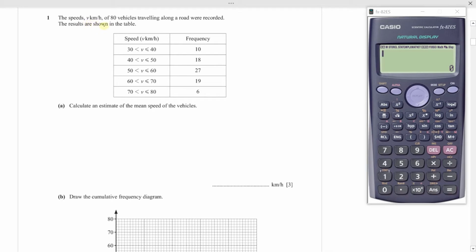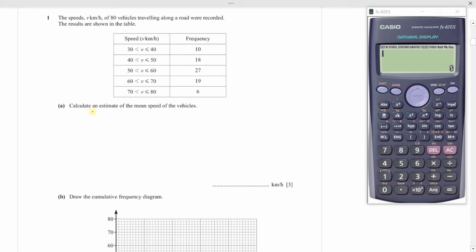The speeds v kilometers per hour of 80 vehicles traveling along a road were recorded. The results are shown in the table. So you have speed and then frequency. So 10 vehicles had a speed of between 30 and 40. 18 vehicles had a speed between 40 and 50 and so on.